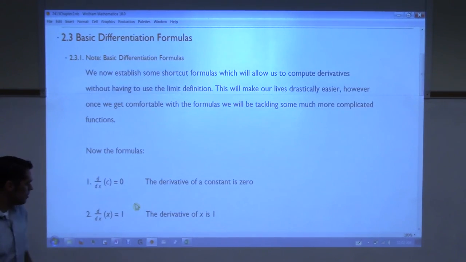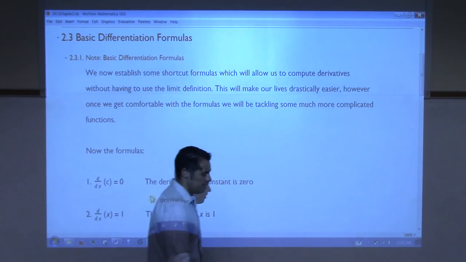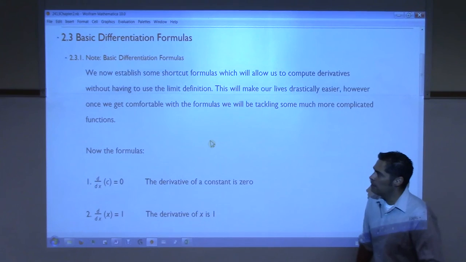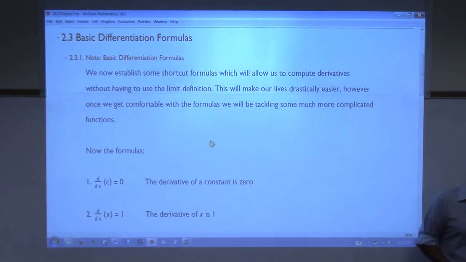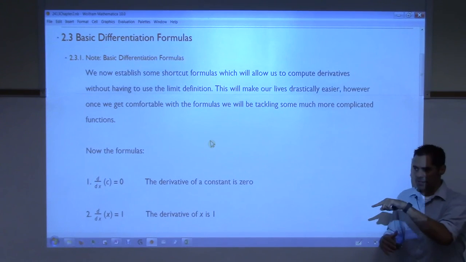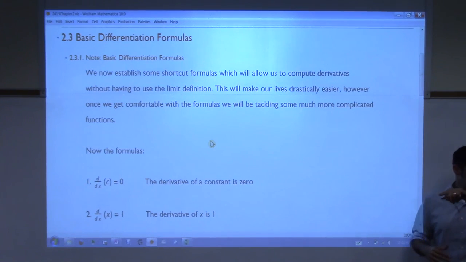All right. So today is a good day in terms of where we're headed. Today's a good day, because everything up to this point, if we wanted to take a derivative, we had to apply the limit definition. The limit definition being the limit as h goes to 0 of f of x plus h minus f of x, all over h. That was 2.2, right?